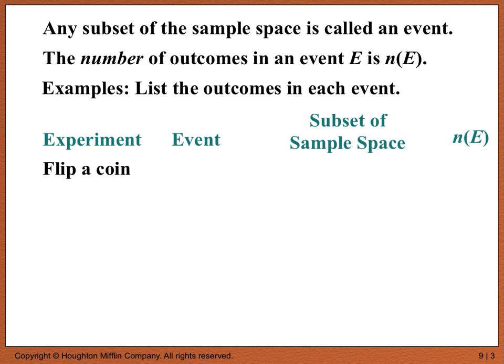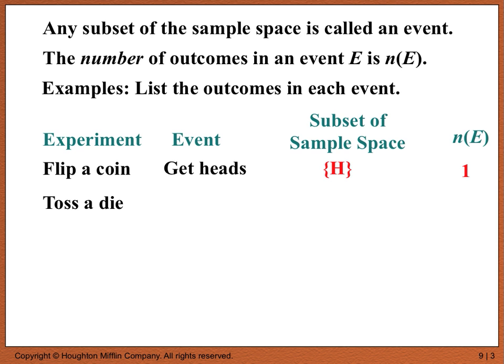The event now that we're talking about is that I get heads. Now remember on the last screen that the sample space for this experiment, flipping a coin, was H, T. An event refers to a subset of the sample space, and that's why this event is just getting heads. Getting heads is a specific event for the experiment of flipping a coin, and that getting heads is the subset of the sample space, H, and the number of outcomes in that subset is 1.